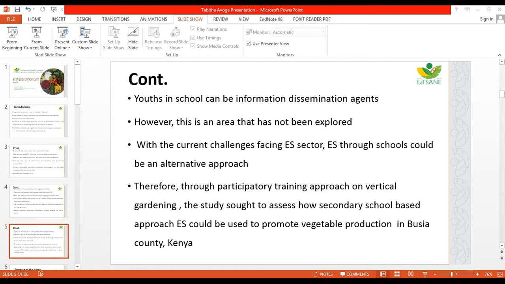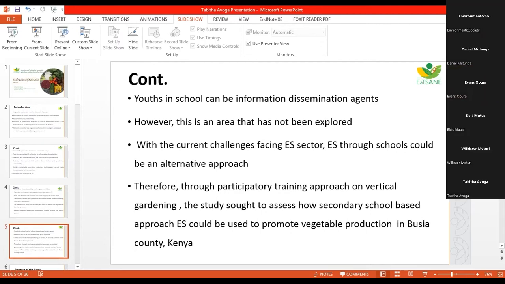Therefore, using a suitable policy, extension through school can be a potential strategy for promoting agricultural technologies, as youth can be both recipients and providers of extension and also be an alternative extension approach. Thank you. These are the images of how it was done: preliminary training, then participatory training, then the demo plot in school, outcome.